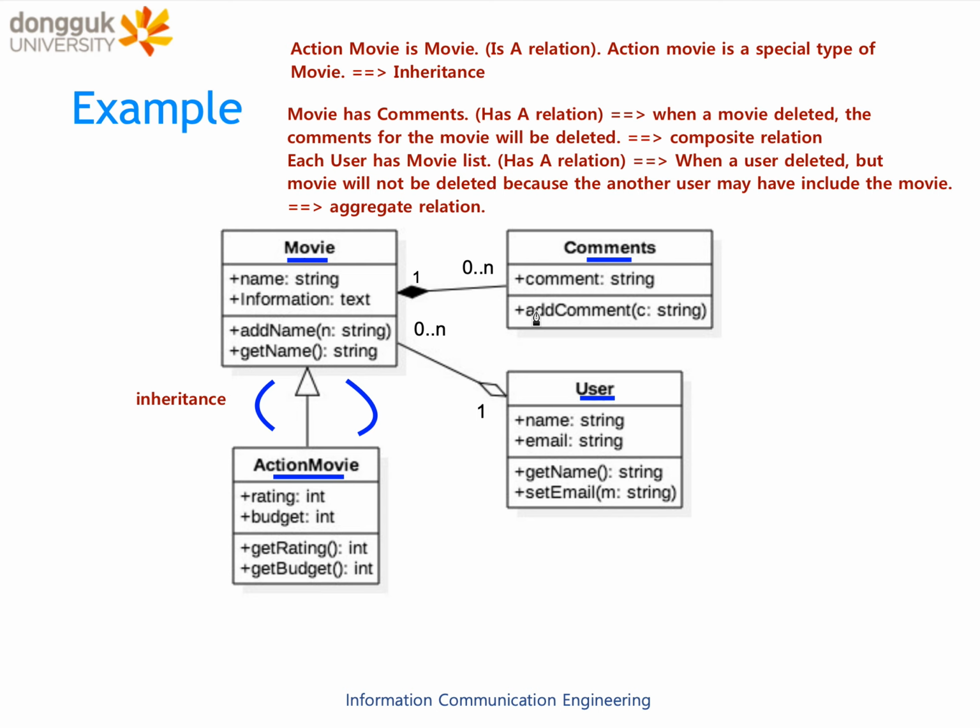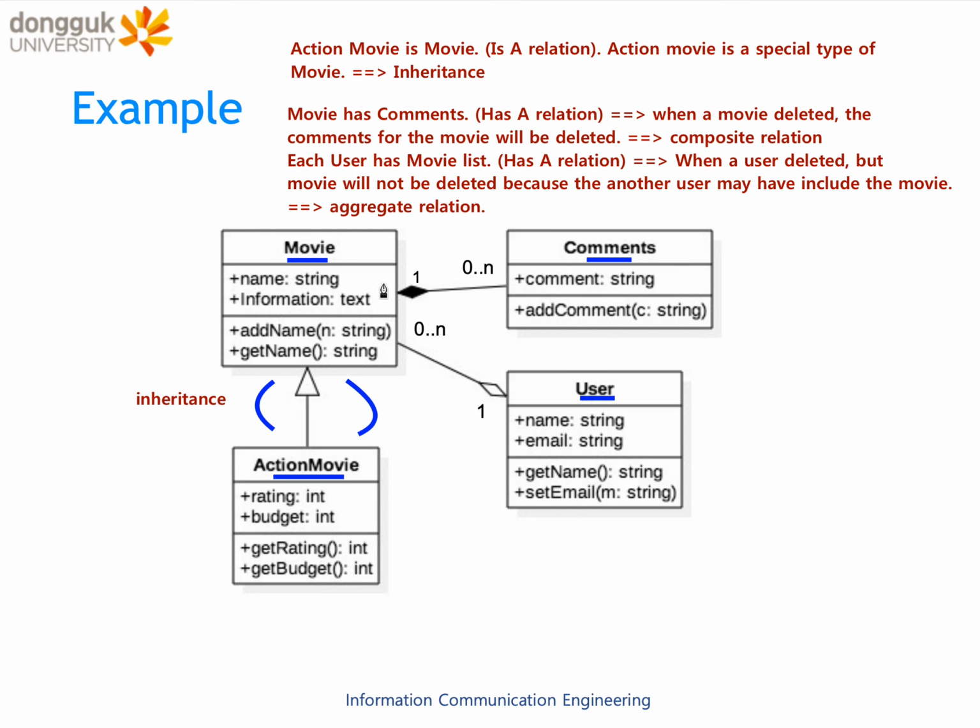Also in this case you have to identify some kind of relationship between classes, and if two classes have an is-a relationship, or some kind of inheritance relationship, you mark it with an empty head arrow. Also, movie, comment, and user are not is-a relationships, but they have a has-a relationship. That means each movie has its own comments, and each user has some kind of movie list.